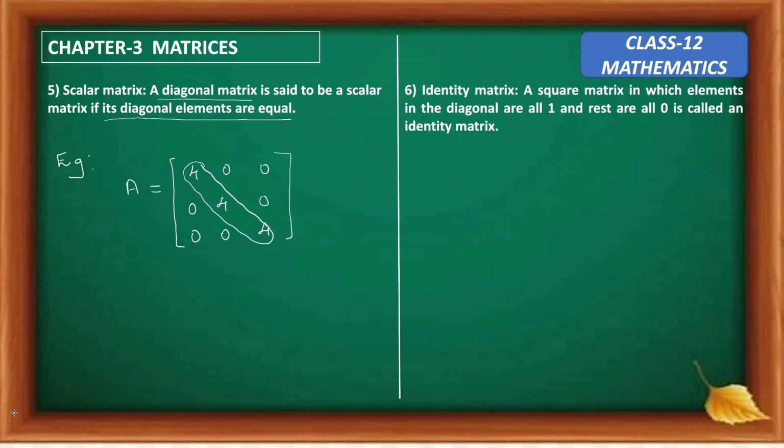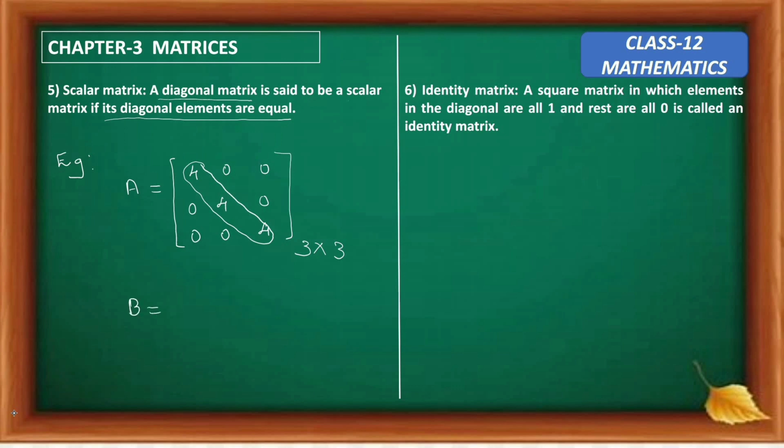What is the order of this matrix? How many rows? We can see 1, 2, 3. 3 by how many columns? 1, 2, 3. 3 by 3. This is a square matrix only. As well as a diagonal matrix, because non-diagonal elements are all zeros. Then in here all the diagonal elements are the same, 4, 4, 4. Then this type of matrix is known as a scalar matrix.